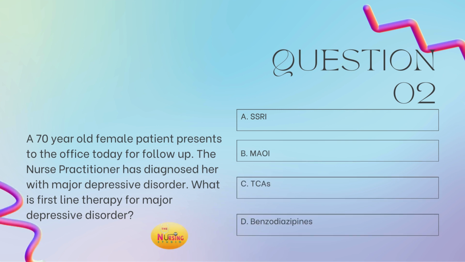All right, question number two. A 70-year-old female patient presents to the office today for follow up. The nurse practitioner has diagnosed her with major depressive disorder. What is the first line therapy for major depressive disorder? Is it A, an SSRI, B, MAOI, C, TCAs, or D, benzos? Take a moment and tell me what you got.